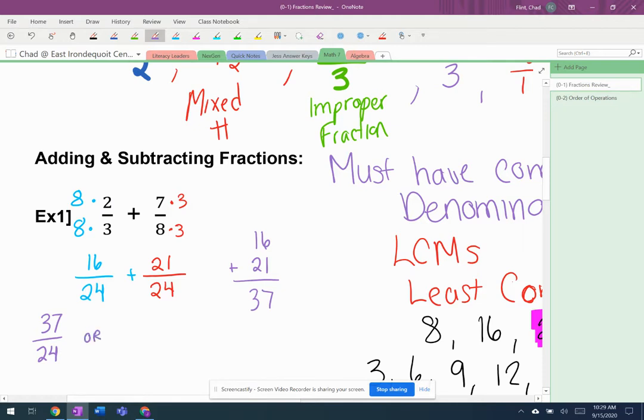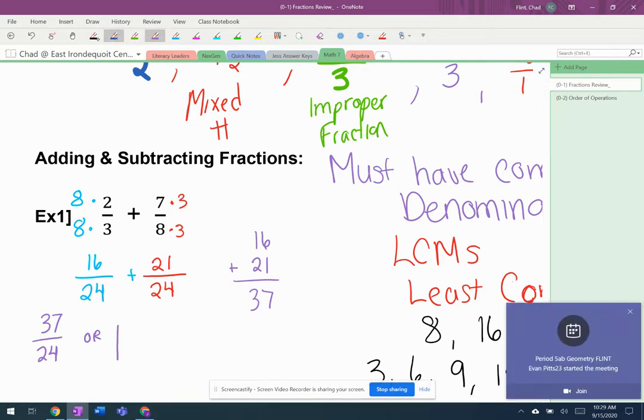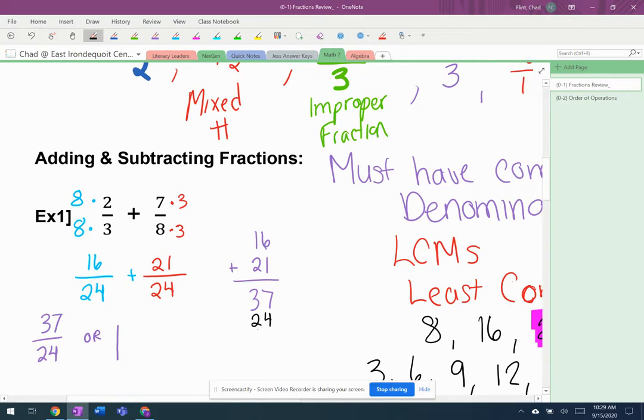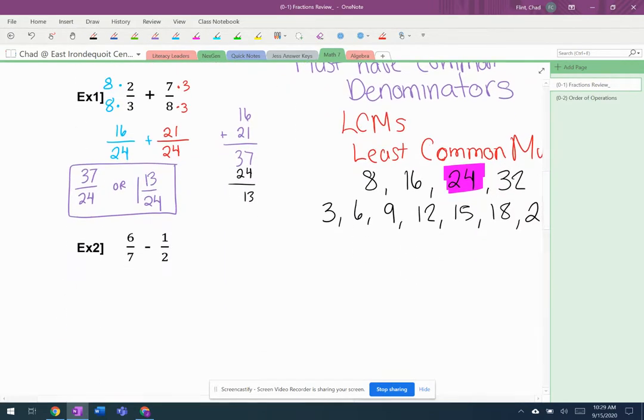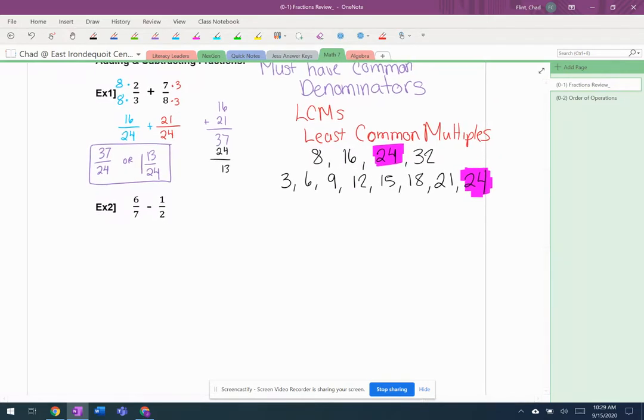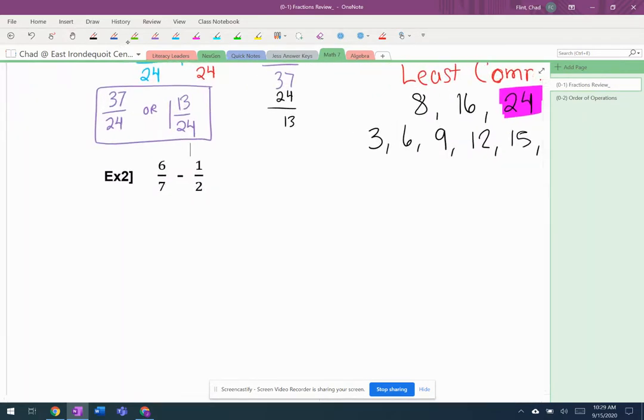Or you can turn that into the improper fraction, the mixed number, 1 and, let's see, 27 minus 34 is 13. So 1 and 13 24ths. Either of those answers would be acceptable. Okay, so that was our adding example. Let's take a look at a subtracting example.